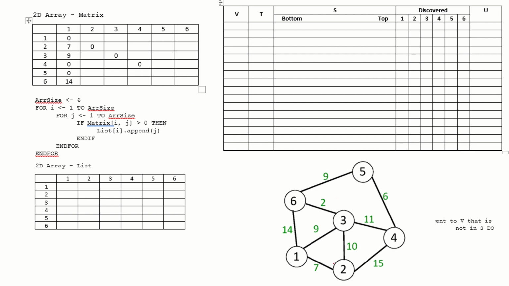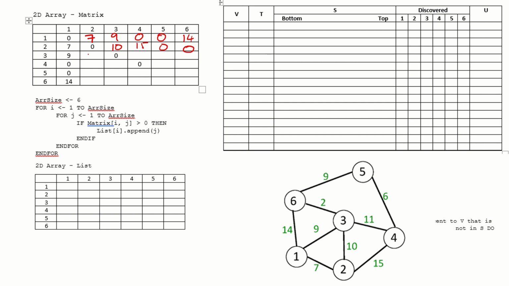So from node 1 to node 2 is a weight of 7. From node 1 to node 3 is a weight of 9. 1 to 6 is 14. And 1 to 4, 1 to 5, you can't do those, they're 0. Same thing for node 2. 2 goes 10 steps to get to node 3, 15 steps to get to node 4. You can't get to 5, and you can't get to 6.